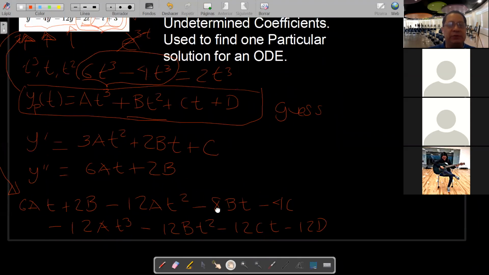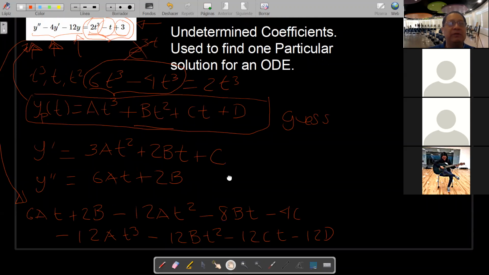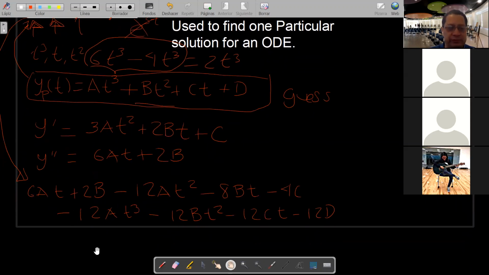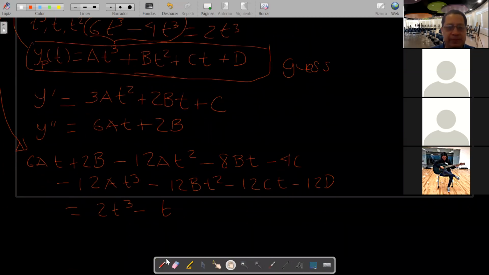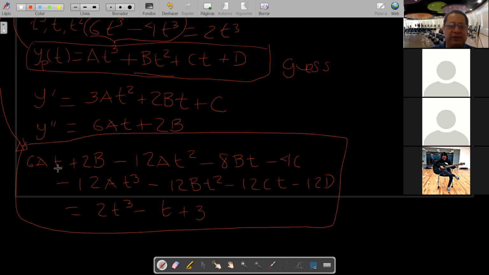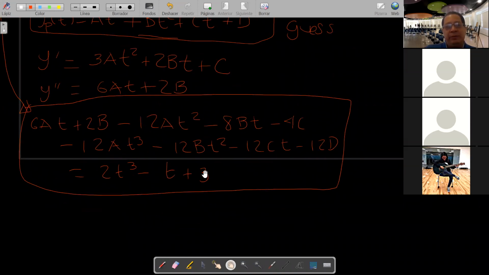And this has to be equal to the forcing function. And the forcing function is 2t cubed minus t plus 3. So we have replaced our y function and its derivative in the ODE. And from here, we're going to be able to find the values for our undetermined coefficients.